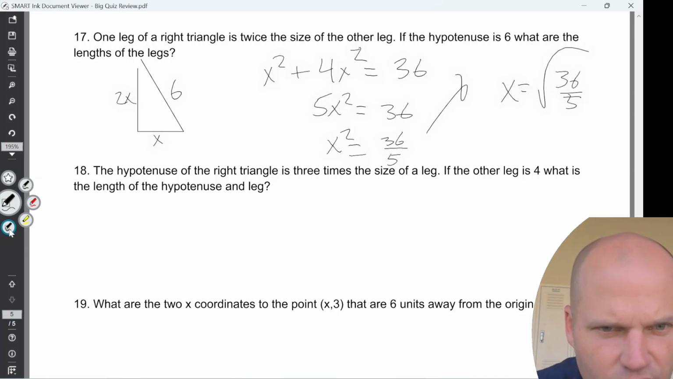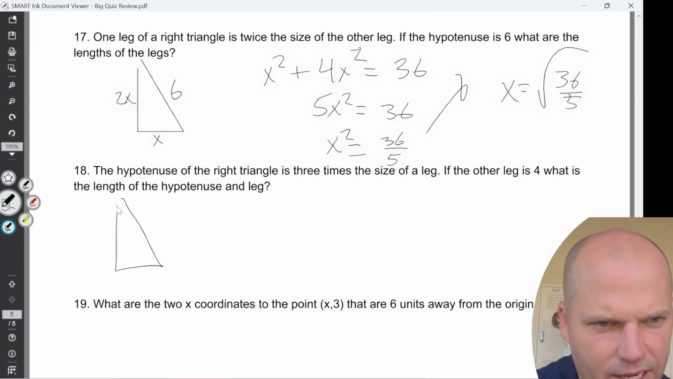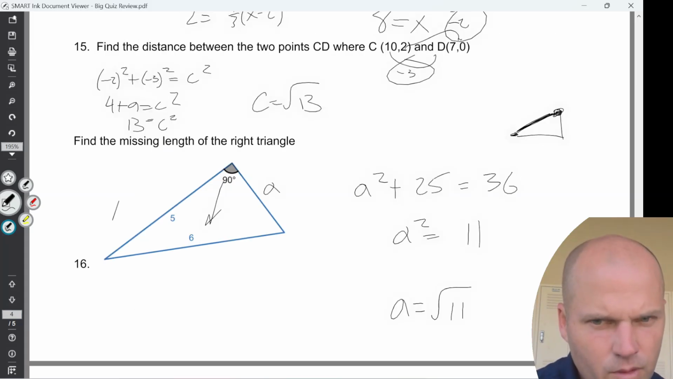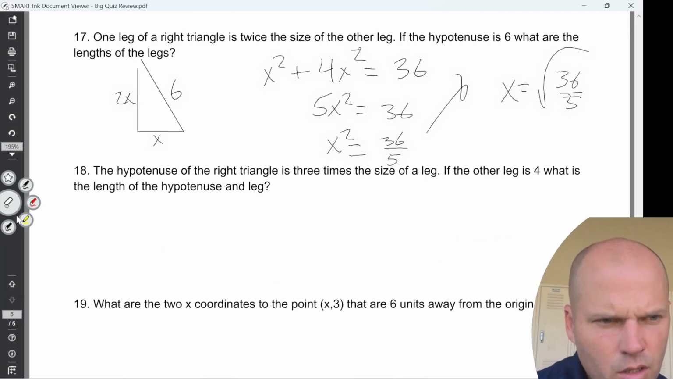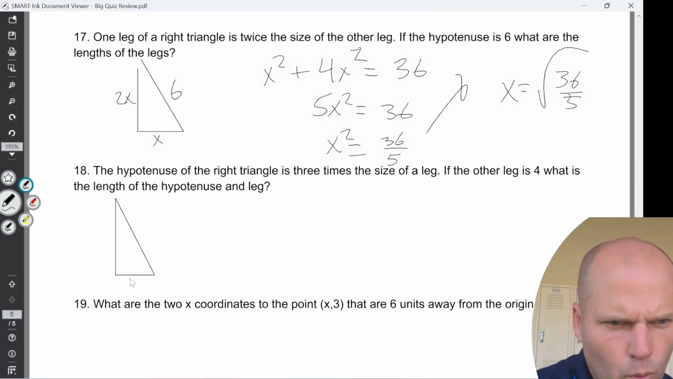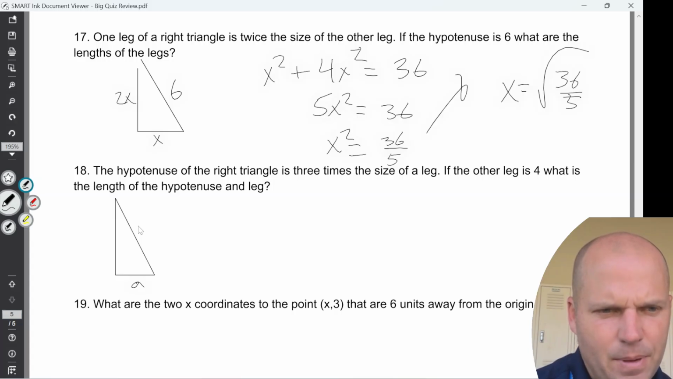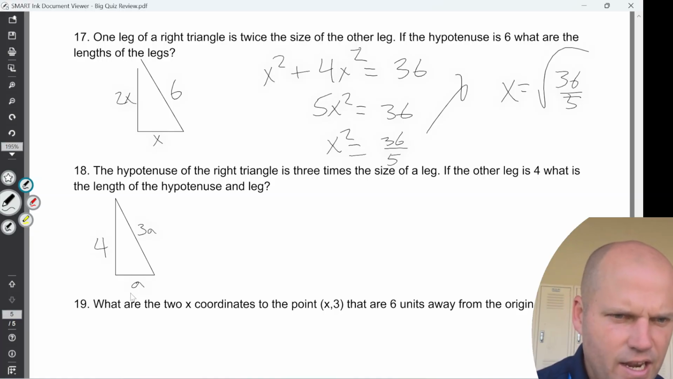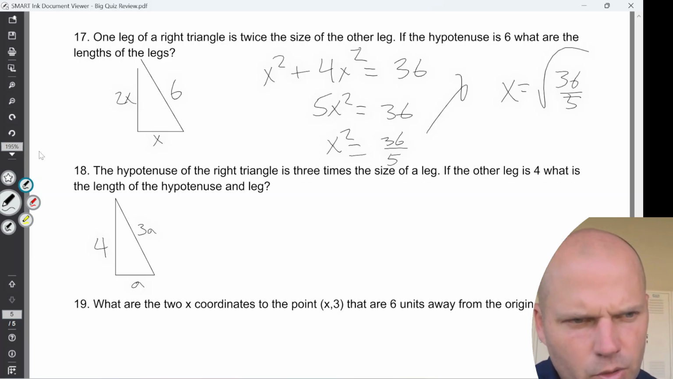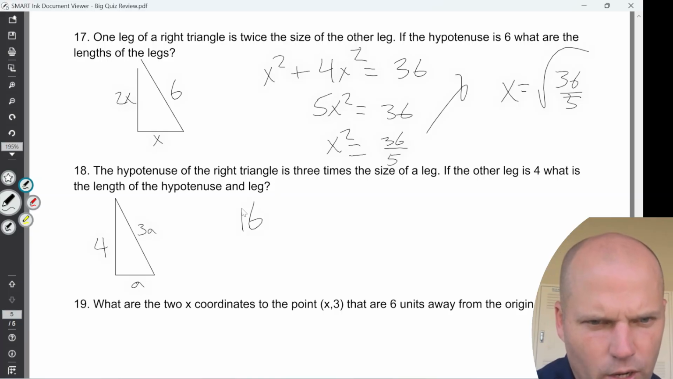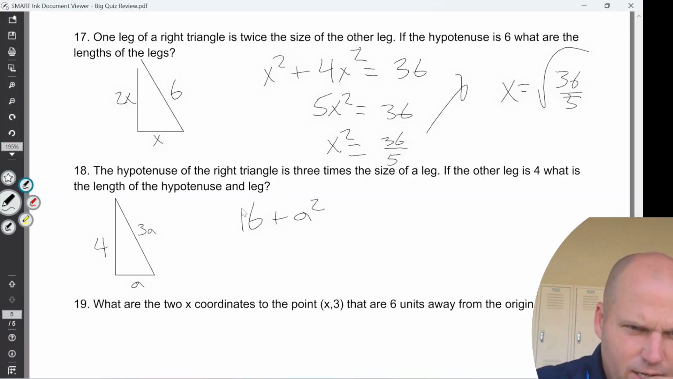The hypotenuse is 3 times the size of a leg. So one of the legs, call it a or b, the hypotenuse would be 3a, and the other leg is 4. You can use x instead, x and 3x, or b, 4, and 3b. Your call. Pythagorean theorem: a squared plus b squared equals c squared.